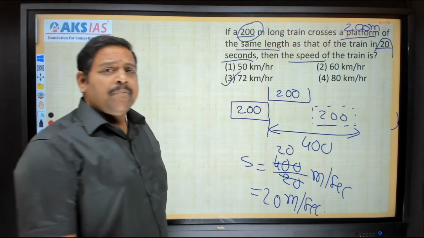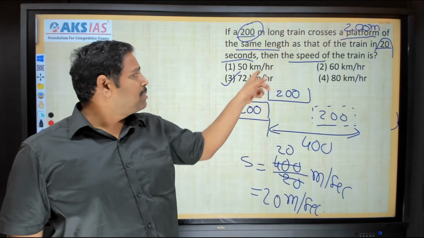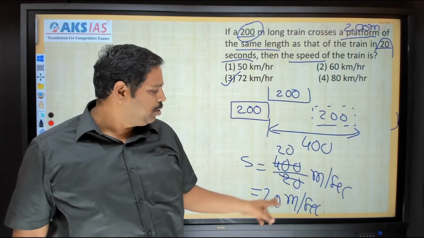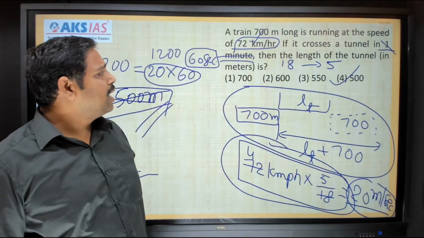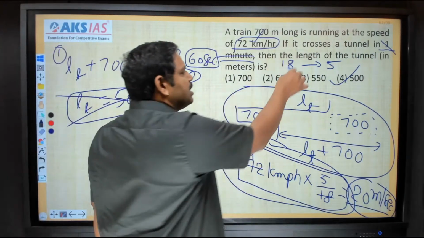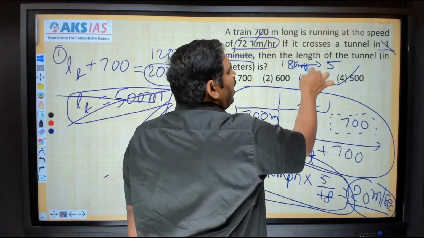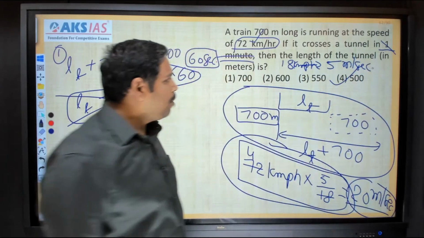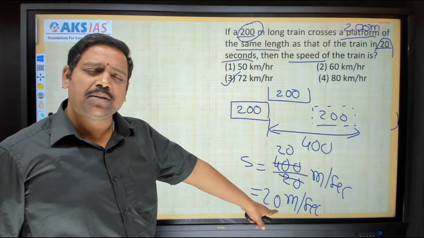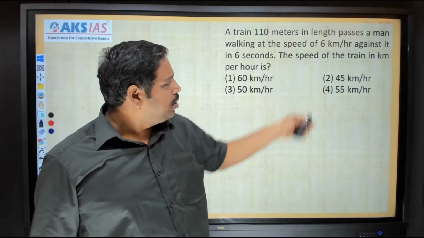Okay. Now I am observing the options. Options are in terms of kilometers per hour. That means this should be converted into kilometers per hour, right? Now what I am memorizing is, so I have given one conclusion to you, that is 18 kilometers per hour means 5 meters per second, right? Okay. Now how much is the one we got? 20 meters per second.